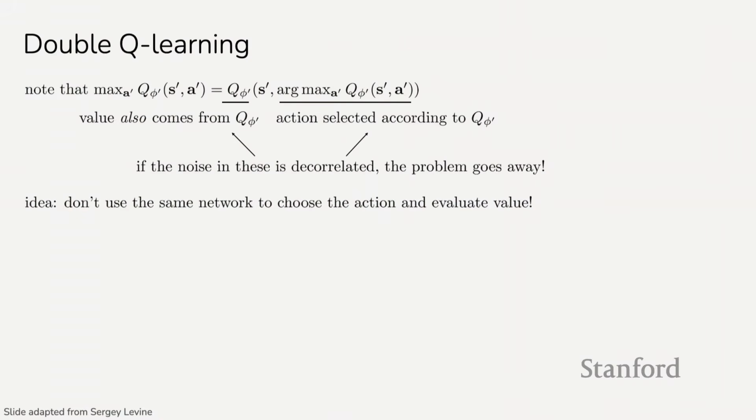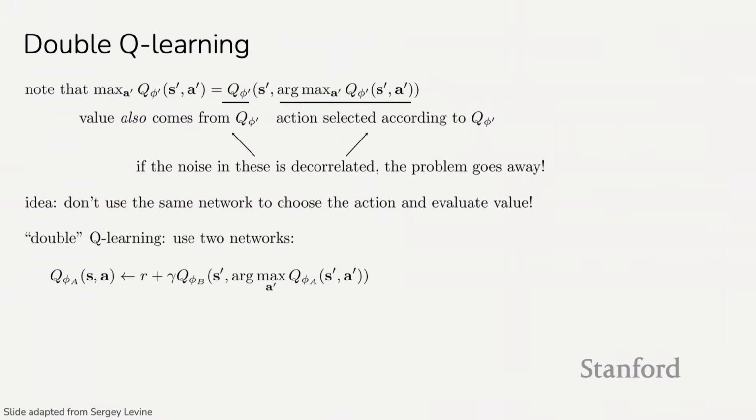And so the key idea behind double Q-learning is to use two different networks: one network, network A, for picking the action, and network B for evaluating.